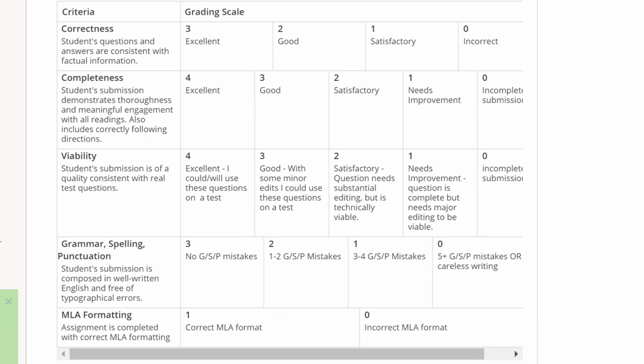Viability is probably the most difficult one. This has to do with whether or not the question is a good question. Basically, whether it has any flaws that would mean I couldn't really use it as a test question if I was to try to steal your question and put it in the test. A good example of this would be, so let's use the question again, which of the following is a bug? And you put, cat, dog, praying mantis, ladybug, right? And two of those are bugs, praying mantis and ladybug.